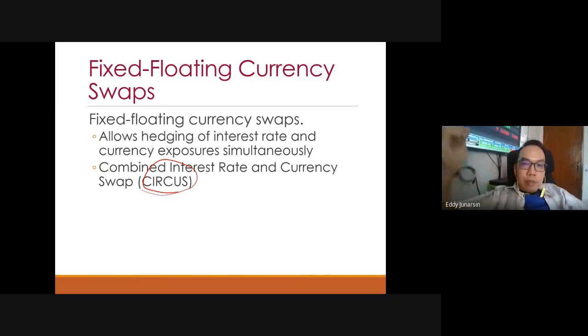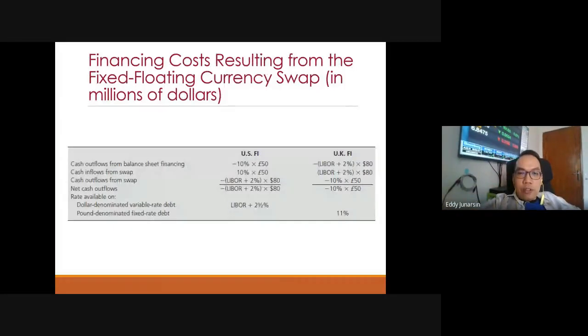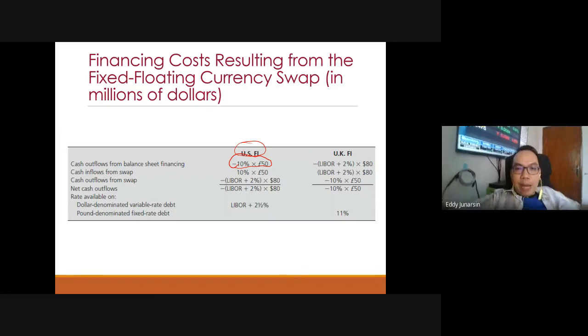I showed an example on that previous video that you could review again. So the CIRCUS here, again, we simultaneously hedge the interest rate and currency risks. So this is an example. The US institution, at first they have to pay fixed rate and in pound. Let's say they don't like it, so they ask the UK bank to pay for it. Okay? So they receive exactly 10% in UK pound from the UK bank.